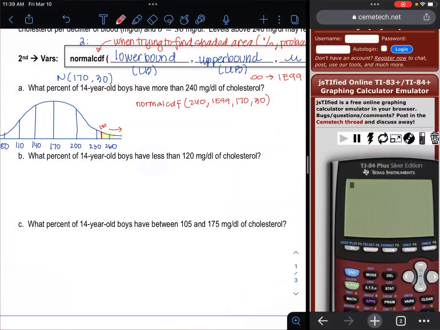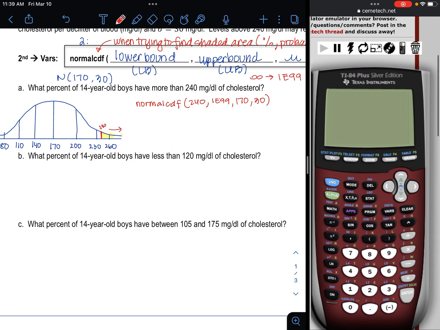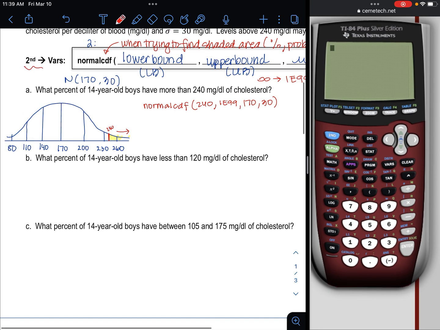Move it over a little bit so it's not taking up too much of my screen here. Okay, so it tells us what to do right here. We're going into the VARs. We're hitting the VARs button, okay? We hit second VARs because we want distribution.